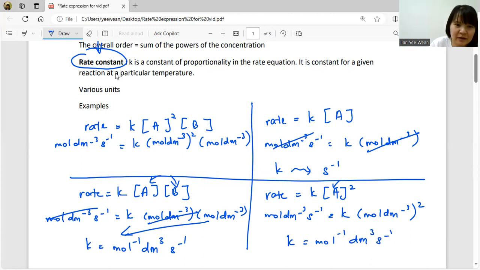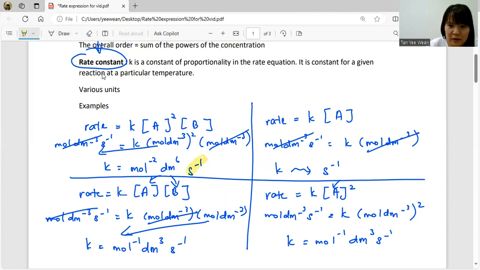Okay, so for this, you get the idea. So cut one of them, you're going to bring this down. So K per mole twice, and then dm6, and then per second. So you see the per second is always there. Per second will always be there because rate has a per second and concentration doesn't.